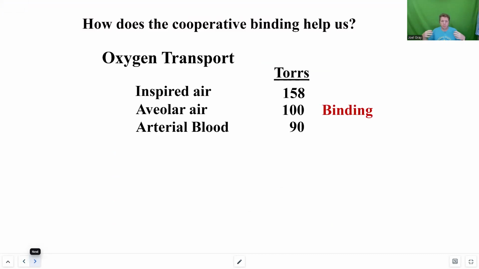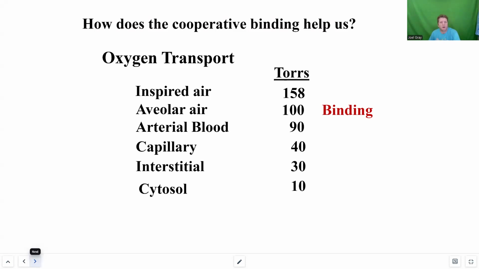We want to give hemoglobin proteins as much oxygen as possible so they can take it from our alveoli in our lungs and perfuse it throughout the rest of our body. Whenever it gets to other parts of our body, we're interested in what the capillary, interstitial, and cytosolic O2 concentrations are. Well, those O2 concentrations are considerably lower: 40, 30, and 10.